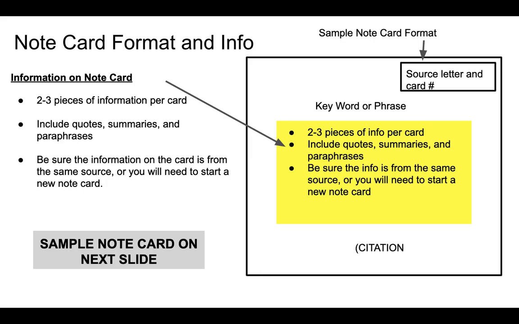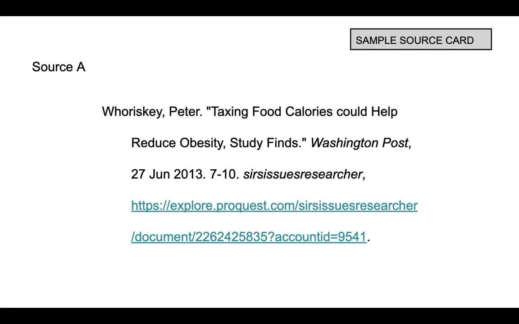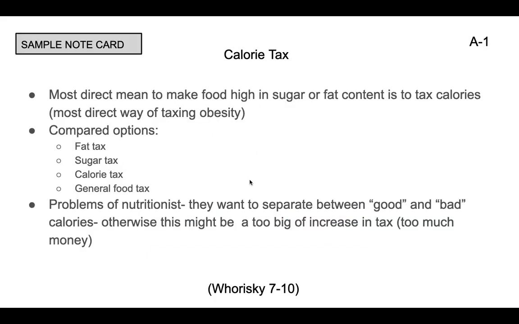So the next slide I'll show you is a sample note card. I'll show you a couple so you can kind of see it. So here's a sample source card. You can see the source A. You can see my MLA citation right there that I copied from my article. And then here's a sample note card. So you have your keyword or phrase up at the top, my source number.